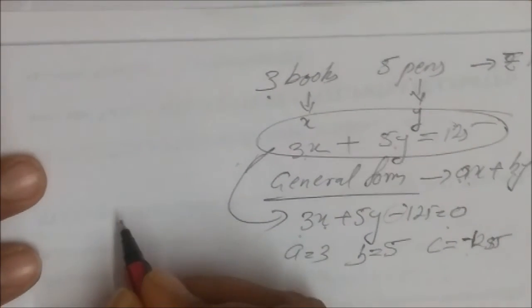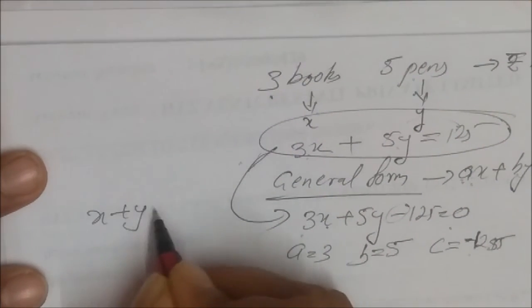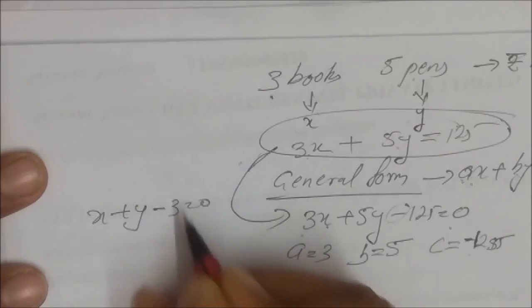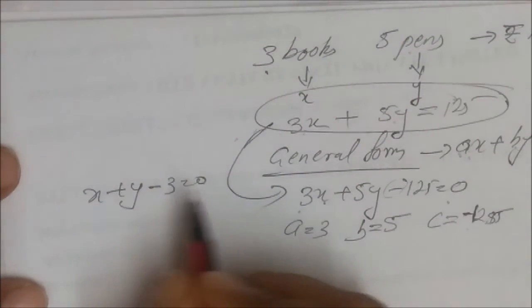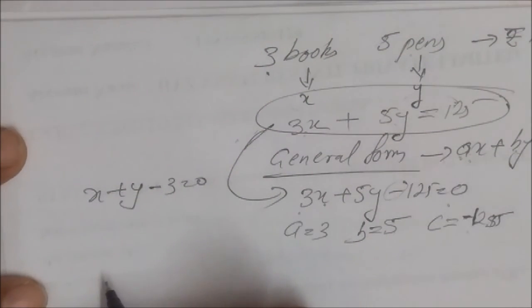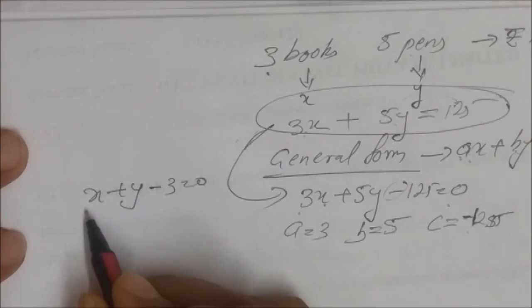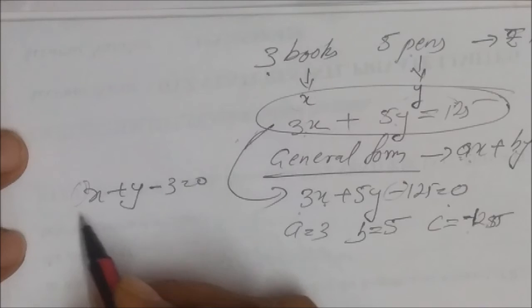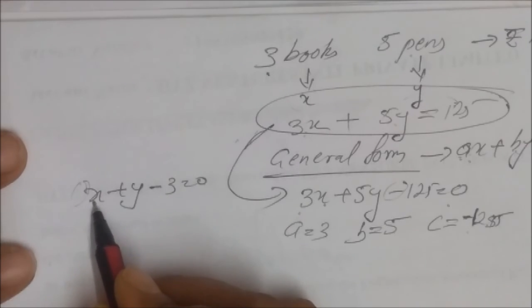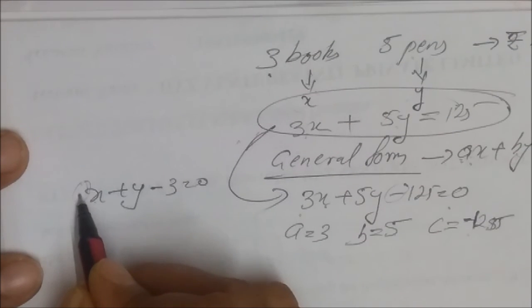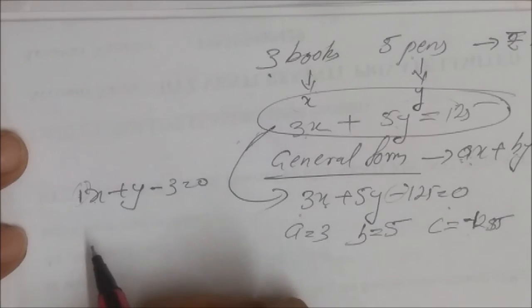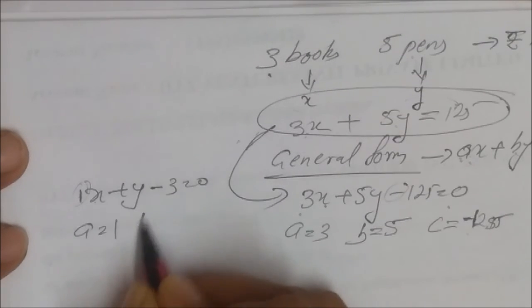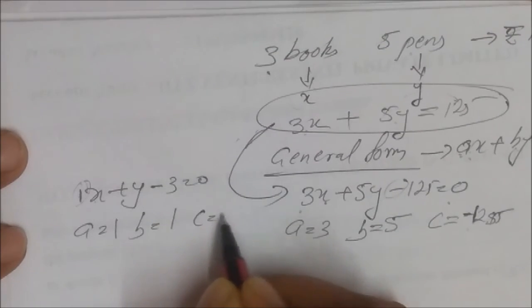Let us take another example: x plus y minus 3 is equal to 0. Please tell me what a, b and c are here. What is a? There is nothing here, right? Some of you are saying it is x. No, it is not x. If there is no number on the left of a variable, that means its coefficient is 1. So here a is equal to 1, b is equal to 1 and c is equal to minus 3.